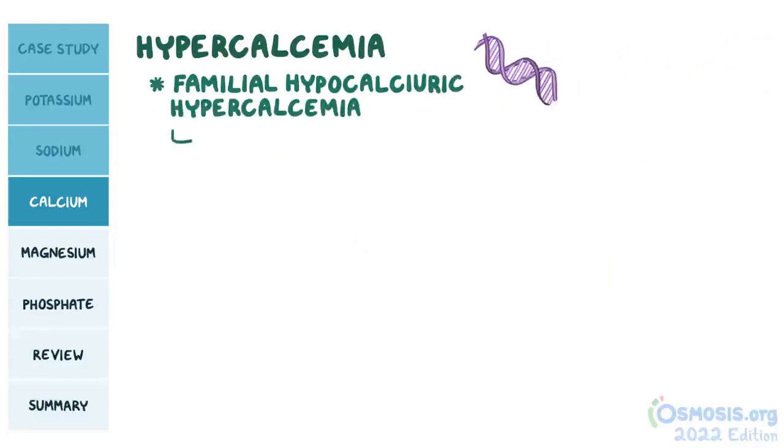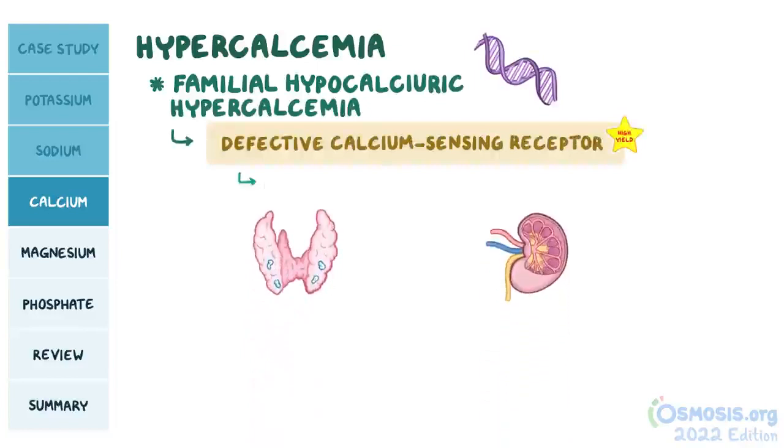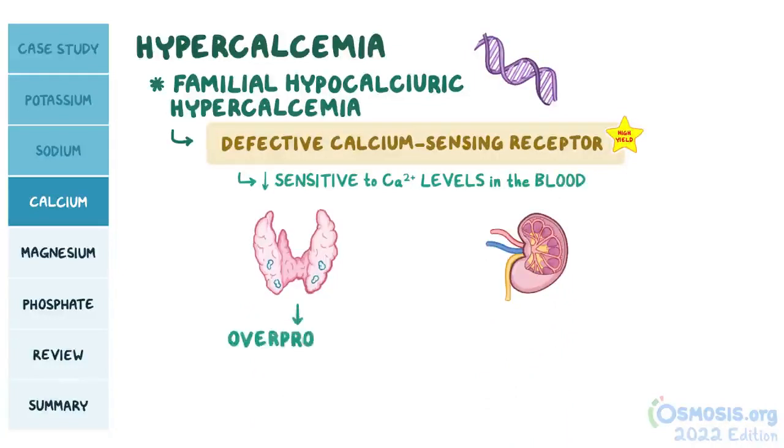This is a genetic disorder caused by defective calcium-sensing receptors in the parathyroids and the kidney. These receptors are less sensitive to calcium levels in the blood, so the parathyroids might overproduce PTH. When the kidneys can't sense calcium levels, they will increase calcium reabsorption, leading to hypocalciuria and hypercalcemia.